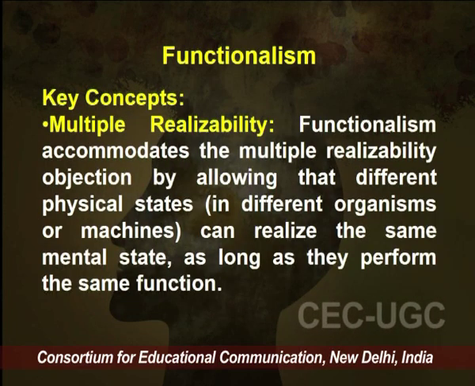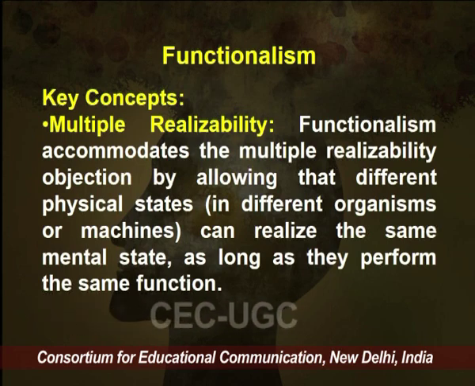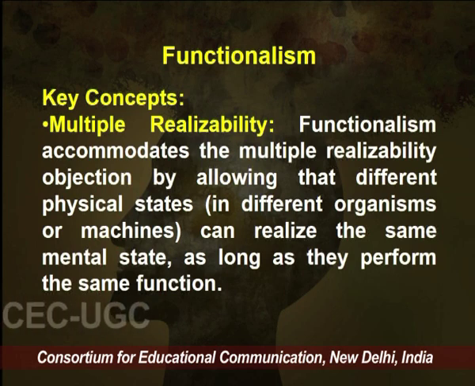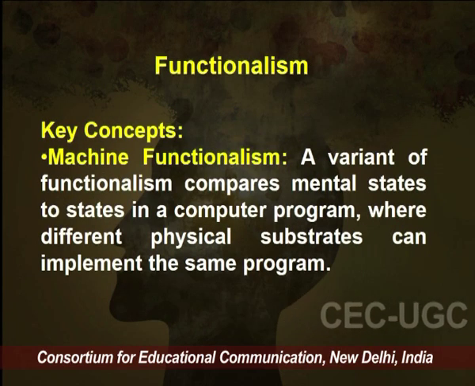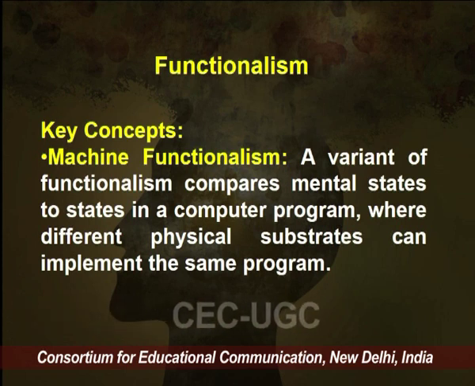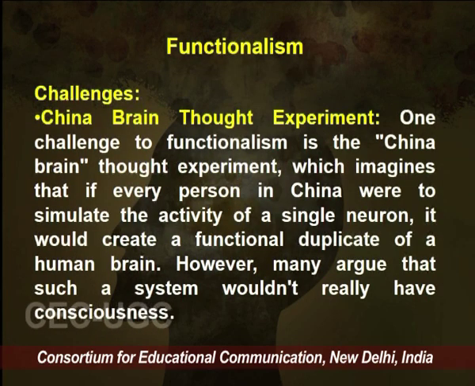Multiple realizability. Functionalism accommodates the multiple realizability objection by allowing that different physical states in different organisms or machines can realize the same mental state as long as they perform the same function. Machine functionalism. A variant of functionalism compares mental states to states in a computer program, where different physical substrates can implement the same program. Now, what are the challenges of functionalism?